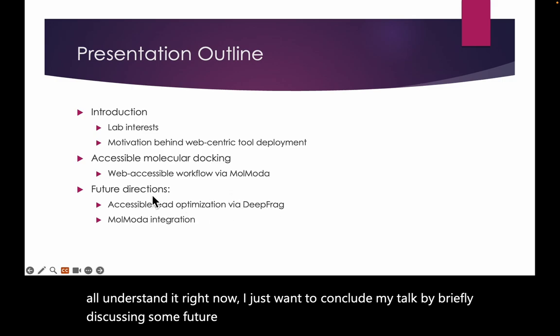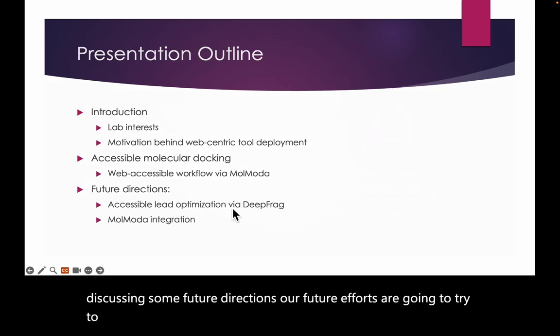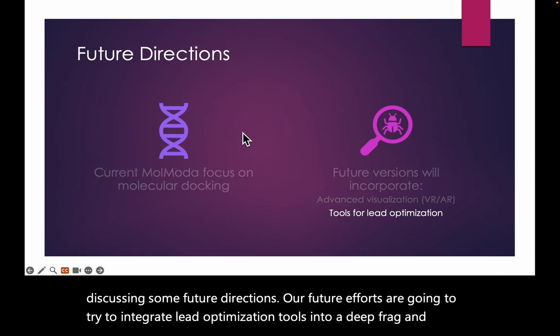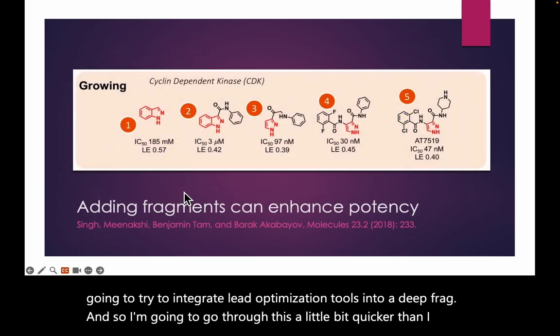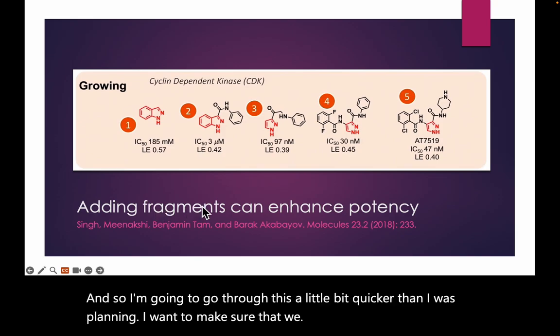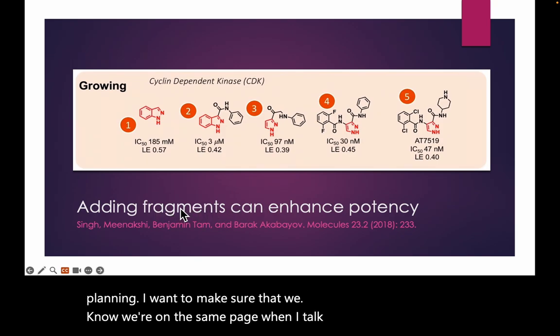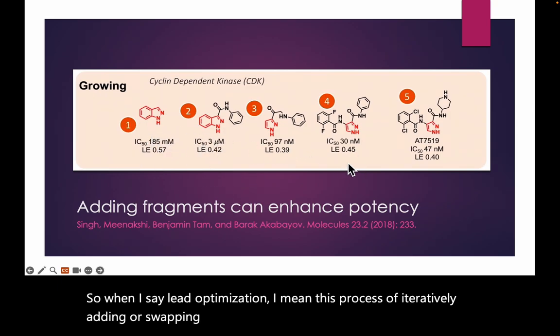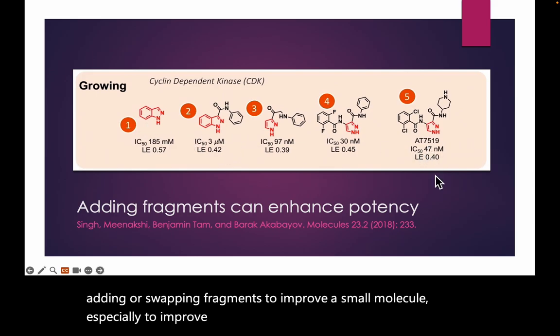Our future efforts are going to try to integrate lead optimization tools into DeepFrag. And so I'm going to go through this a little bit quicker than I was planning. I want to make sure that we know we're on the same page when I talk about lead optimization. So when I say lead optimization, I mean this process of iteratively adding or swapping fragments to improve a small molecule, especially to improve the binding affinity of a small molecule, although you can optimize for other properties as well.